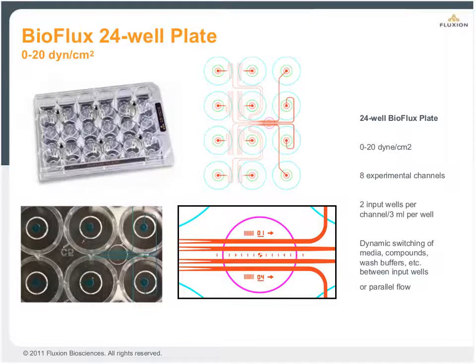Okay, let's talk about the BioFlux well plate microfluidic devices. This is really at the heart of the system. They're currently configured in two main formats, 24-well and 48-well, with slightly different uses for each. The 24-well design shown here was engineered for experimental flexibility. There are 8 channels, and each channel has 2 inlets and 1 outlet. This enables compound switching on the fly as well as compartmentalization of the channels using parallel flow, which we'll talk about later in this presentation. This design is currently intended for physiological shear.